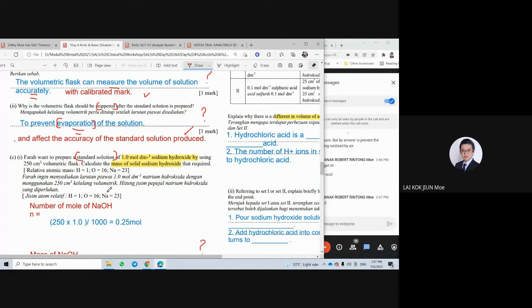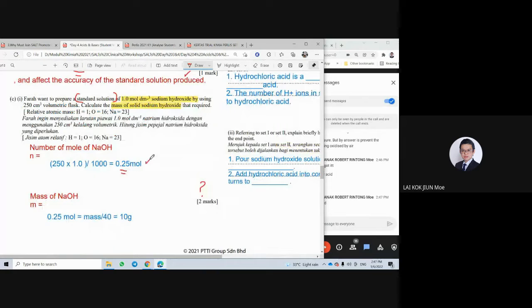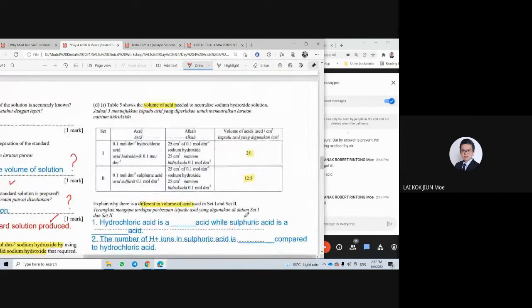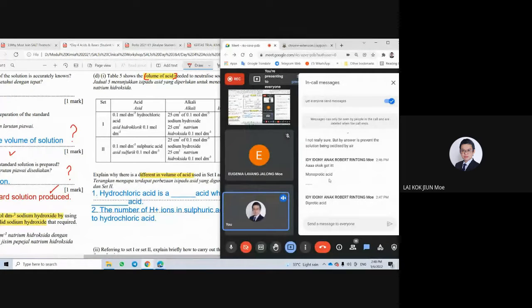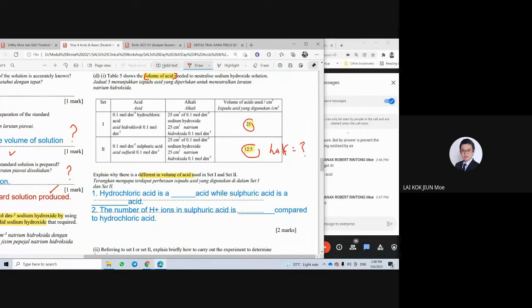So the calculation, no problem. I think you all can solve it. Then we continue to question D1: volume of the acid needed. You see 25 here, but this one is half only. How can that be? So you have to be careful. Why half only? Because of monoprotic acid versus diprotic acid. Very good. This is the monoprotic, this is the diprotic. Well done.